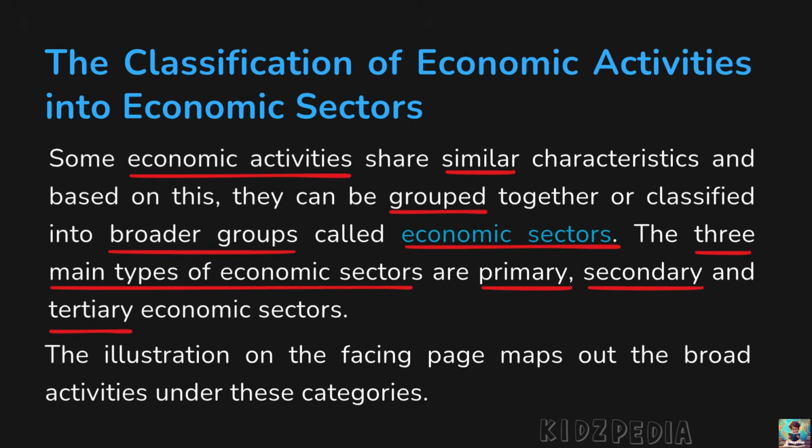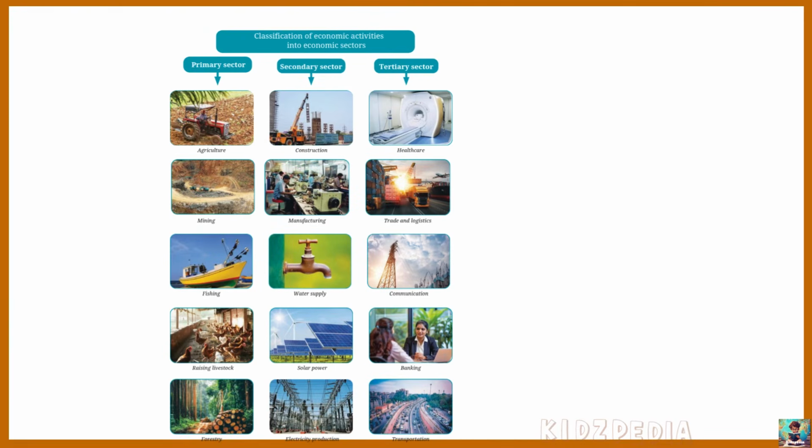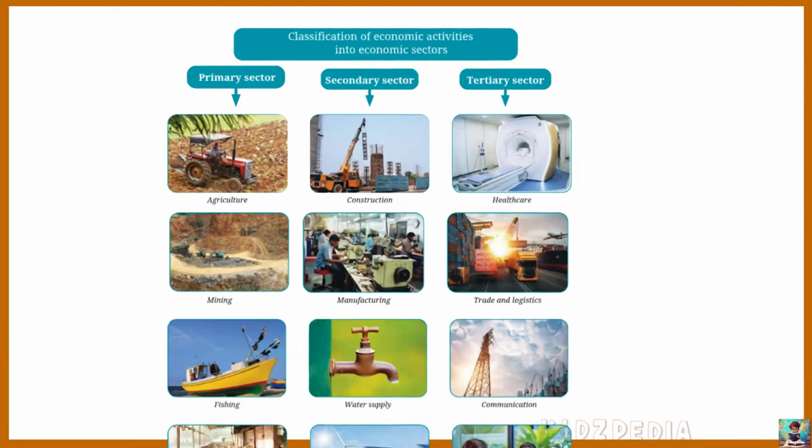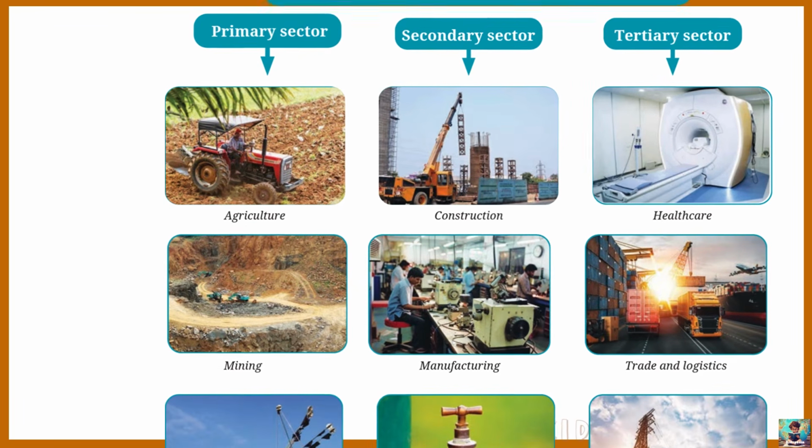The illustration on the facing page maps out the broad activities under these categories. So we can see here how different jobs and activities are organized into three main economic sectors: primary, secondary and tertiary. It helps you see clearly which activities belong to which sector and understand how all these jobs are connected in the economy. Primary sector.